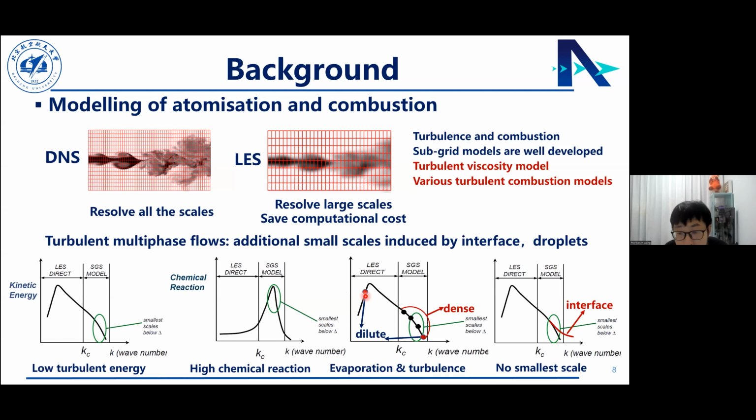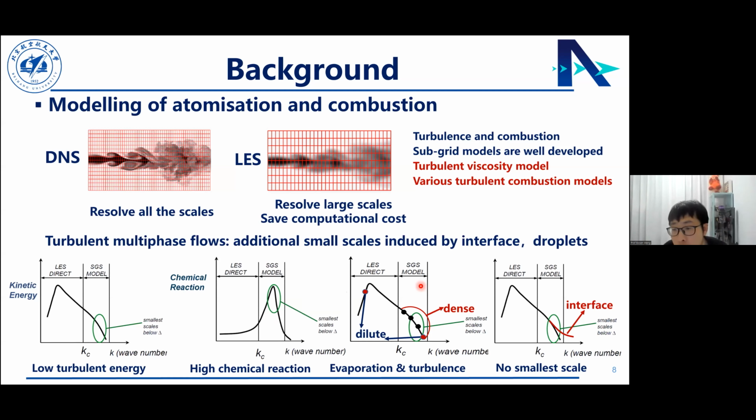But in the dense regime, we will have multiple droplets in the subgrid scale. And here we will see in the subgrid scales, we need to model the evaporation coupled with the turbulence for the mixing here. And if we have an interface, it usually means we do not have the smallest scales.